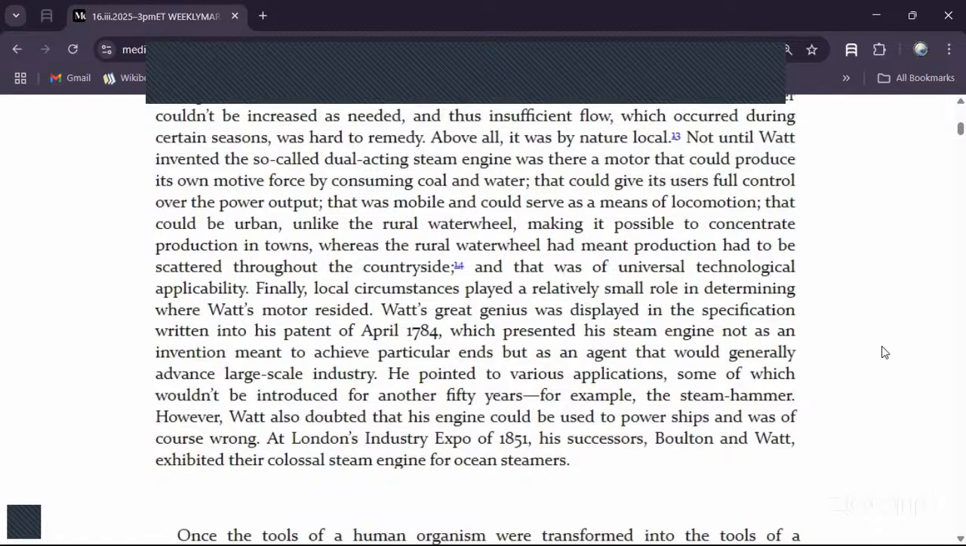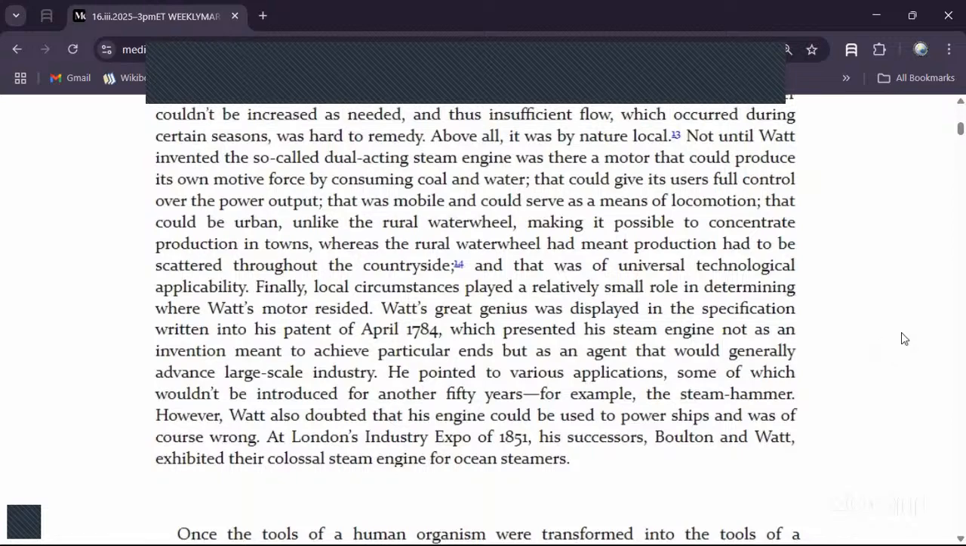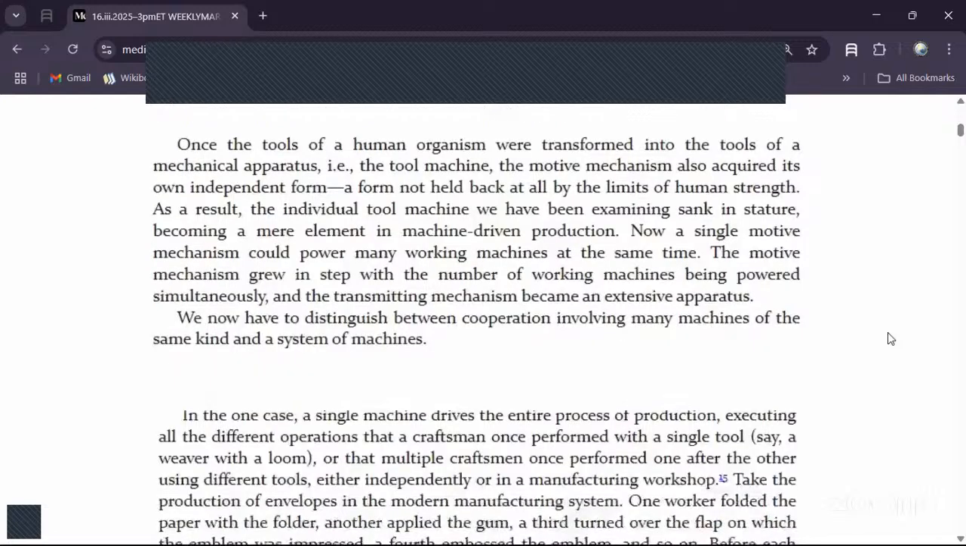At London's Industry Expo of 1851, the great Crystal Palace exhibition, his successors, Boulton and Watt, exhibited their colossal steam engine for ocean steamers. Once the tools of a human organism were transformed into the tools of a mechanical apparatus, i.e., the tool machine, the motive mechanism also acquired its own independent form, a form not held back at all by the limits of human strength. As a result, the individual tool machine we have been examining sank in stature, becoming a mere element in steam-driven production. Now, a single motive mechanism could power many working machines at the same time.